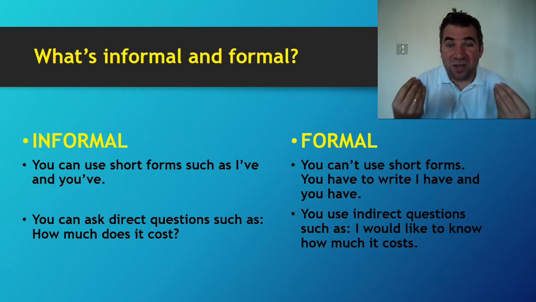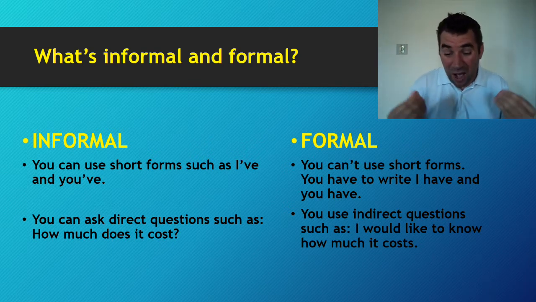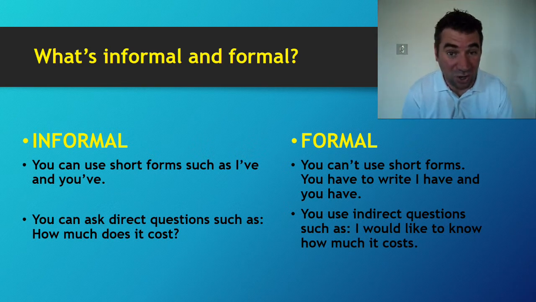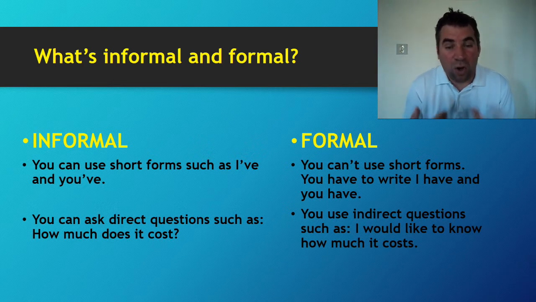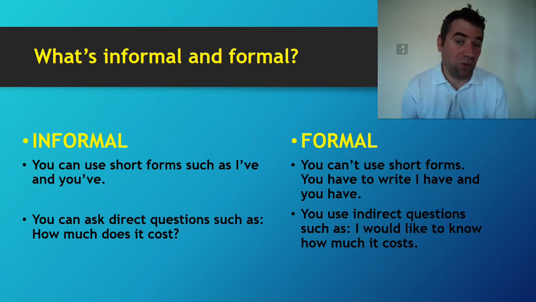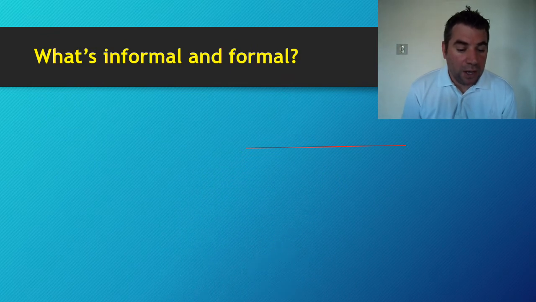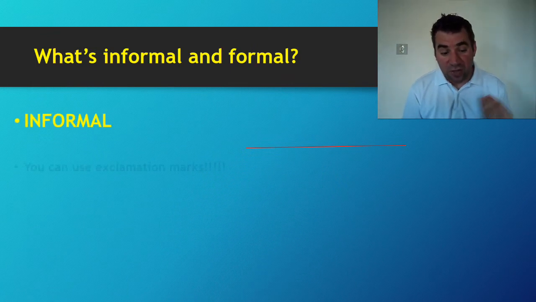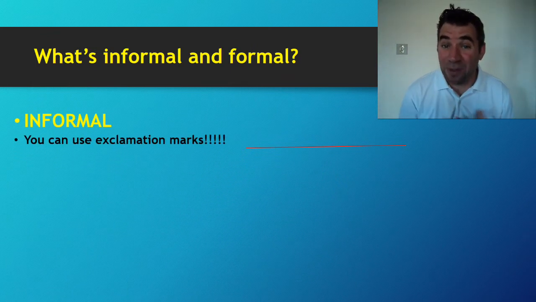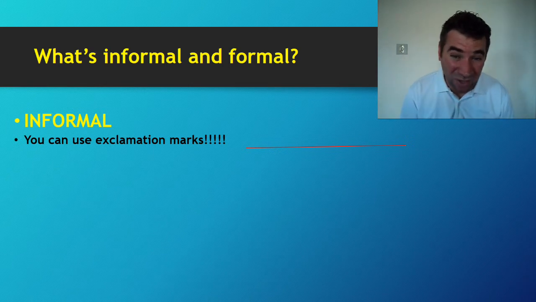You ask for information a lot more politely. I would like to know how much it costs, rather than how much does it cost. If it's your friend, you can say that. If it's someone you know, you should be a lot more polite. Please, can you inform me how much it would cost? Other things. You can use exclamation marks and question marks a lot of the time in informal compositions.